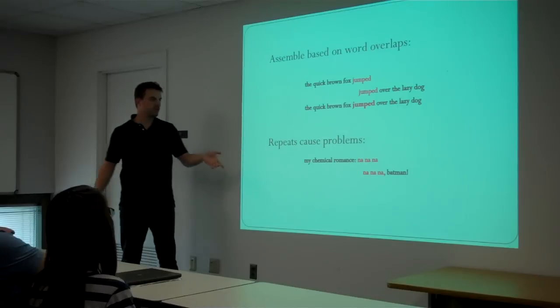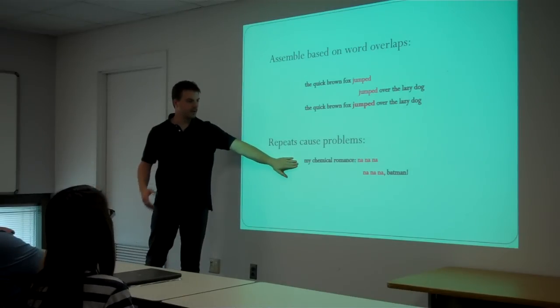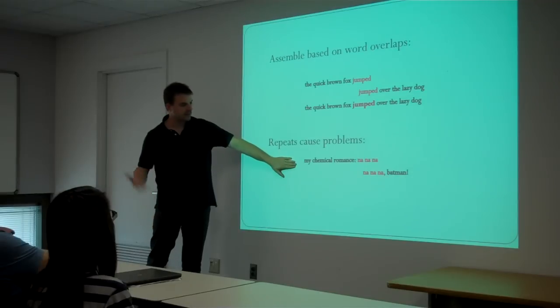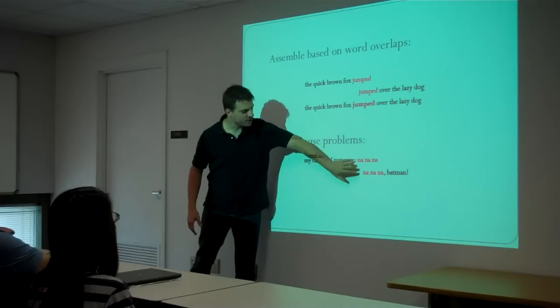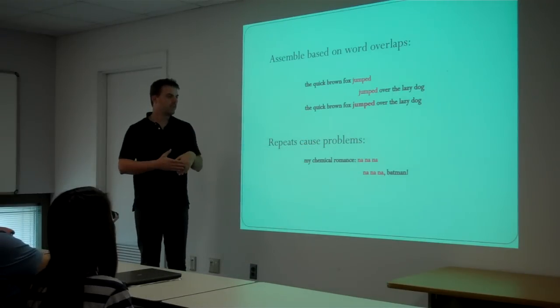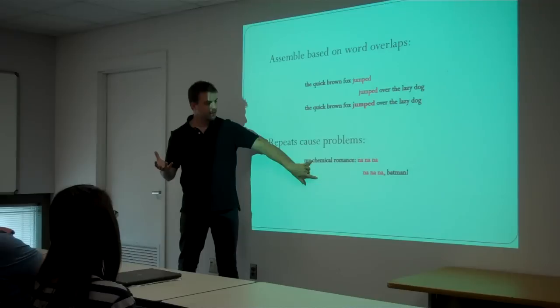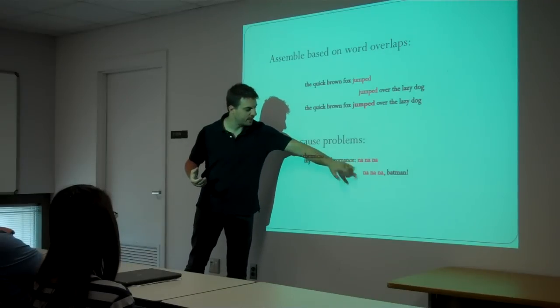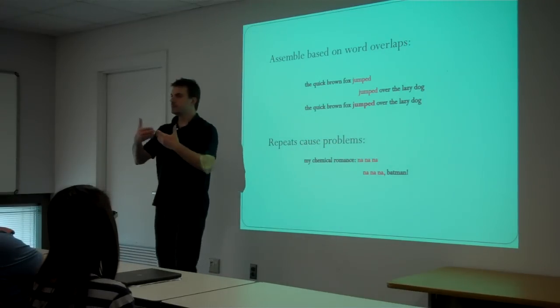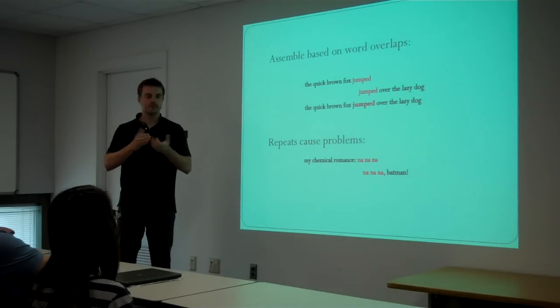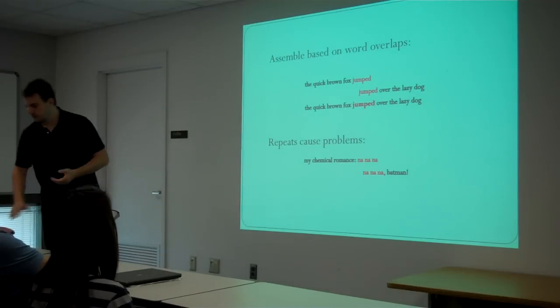And one thing that obviously will cause problems is repeats, where you have low complexity sequences. I go with "na na na" because I think the Batman movie was coming out at the time that I first wrote this slide, and you may misassemble sequences. You can often understand where these things come from by looking at the structure of the connectivity, or by looking at the abundance, right? If you had one copy of each sentence in the original book, then you would have two copies of "na na na" and one copy of this, and so you could say, well, this is probably a repetitive component of the text, and I don't want to assemble around that. And that's actually exactly what these programs do.